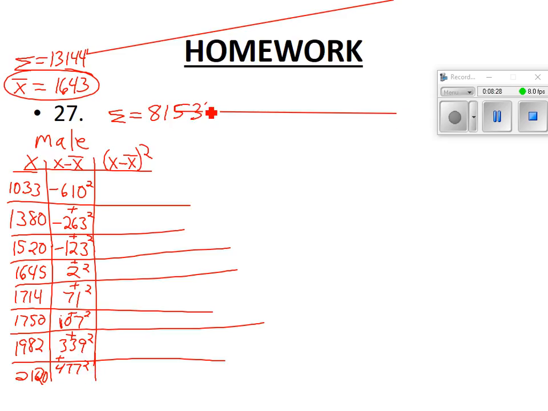Stupid pen. 815342. My number's way better than that. It is? Okay. I don't know. Somebody else? Let's do it.